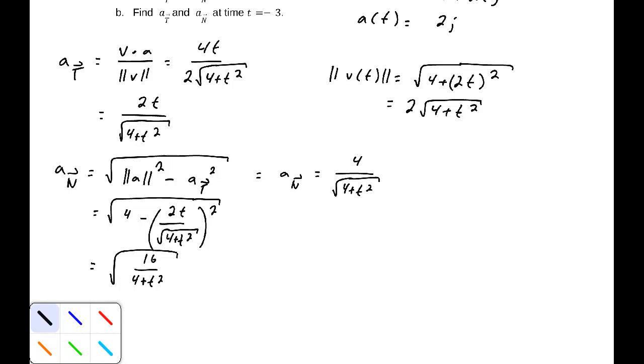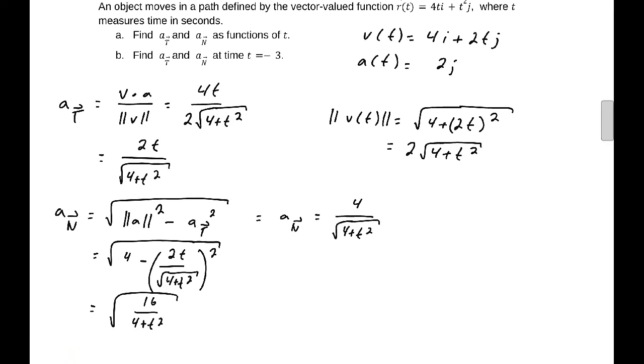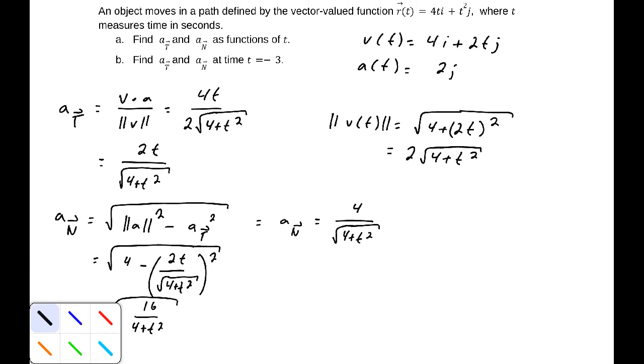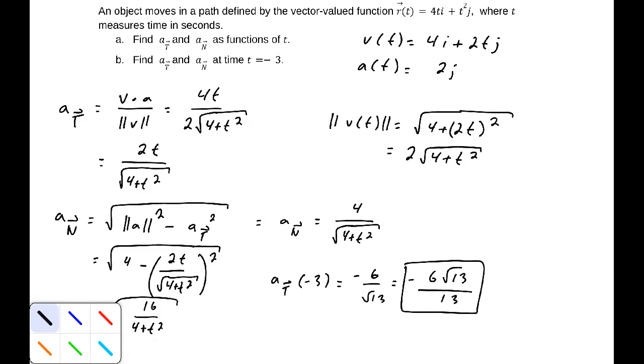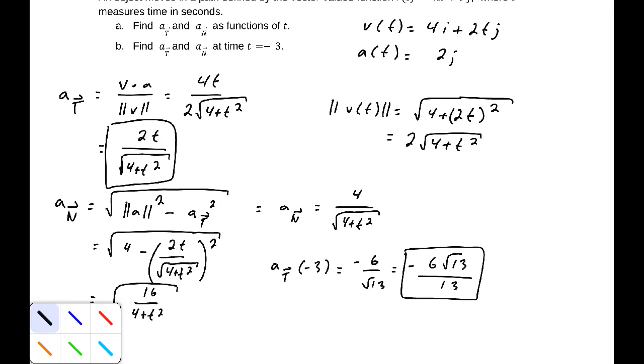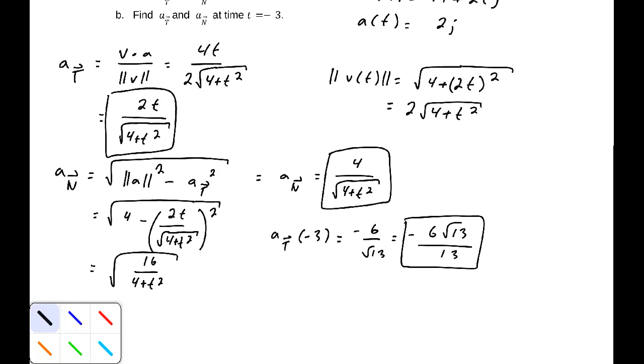Now, if we evaluate for Part B, the tangential component at a value of t = -3 is going to be equal to -6 over the square root of 13, and then rationalizing that is equal to -6 square root of 13 all over positive 13. All right. And then evaluating the normal component at t = -3, that would be equal to 4 over the square root of 13, which is equal to 4 square root of 13 all over 13.